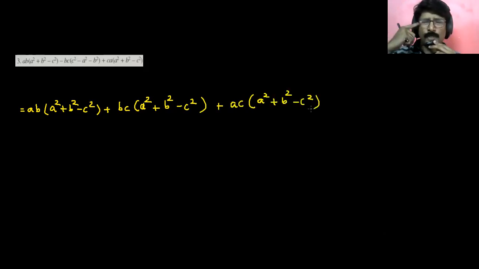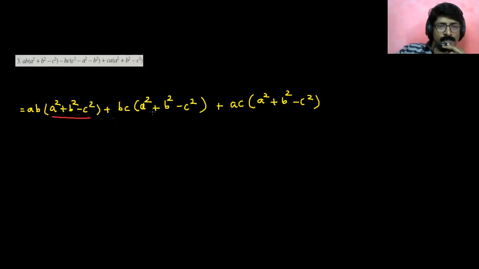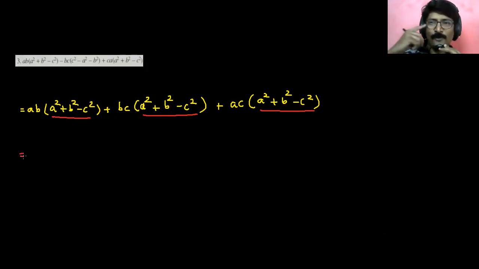थोड़ा सा ऑब्जर्वेशन स्किल है ना यहाँ पर बहुत इंपॉर्टेंट रोल प्ले करता है गाइस. Now look at this. A square plus B square minus C square, A square plus B square minus C square, A square plus B square minus C square. दिख रहे हैं? इसको बोलते हैं ऑब्जर्वेशन स्किल्स गाइस. So take it out common. A square plus B square minus C square.